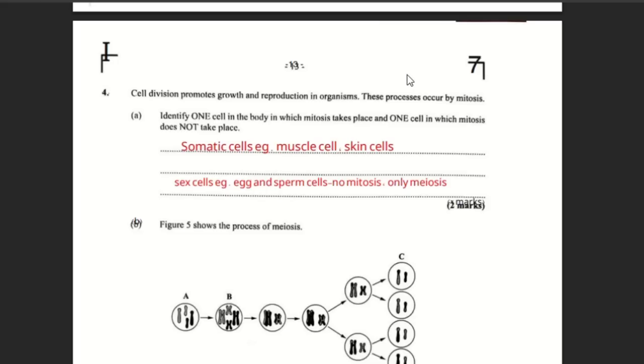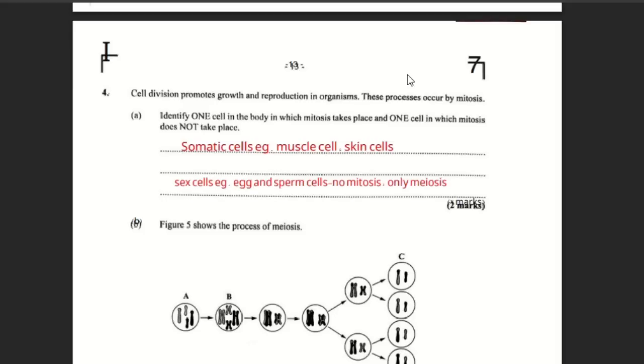And just to know the difference, mitosis is basically to repair worn out cells and stuff like that, while meiosis is specifically targeted to our sex cells. So the division of our sex cells is meiosis, and the division of our somatic cells, our body cells, is done by mitosis.